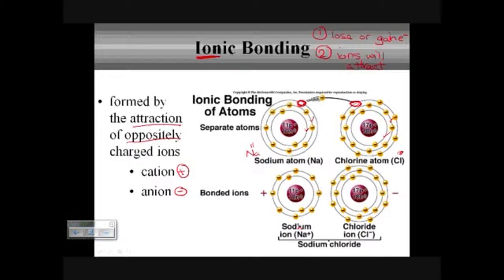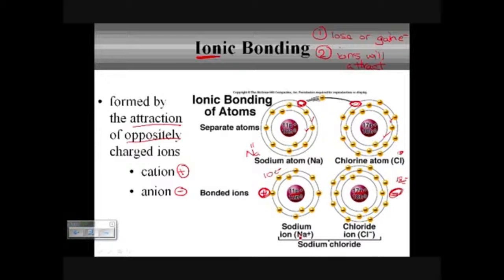As a result, sodium gives up an electron, which means it's going to have 11 protons, like it says here. And it used to have 11 electrons, but it gave away 1, which means now it only has 10 electrons. So 11 protons, 10 electrons gives us that positive charge. And chlorine has 17 protons, and it gained that extra electron. So it used to have 17 electrons, but now it's got 18 electrons, which means it's got 17 positives, 18 negatives, which is going to give it a negative charge.